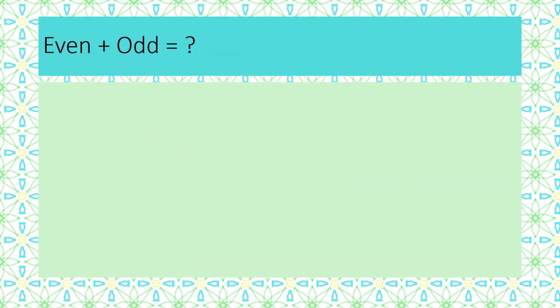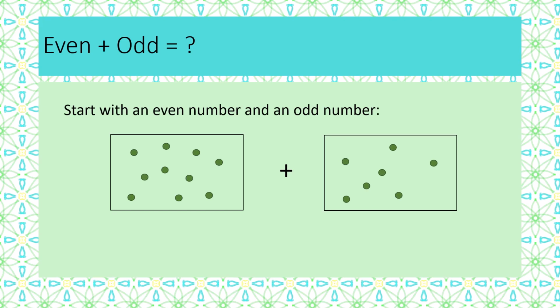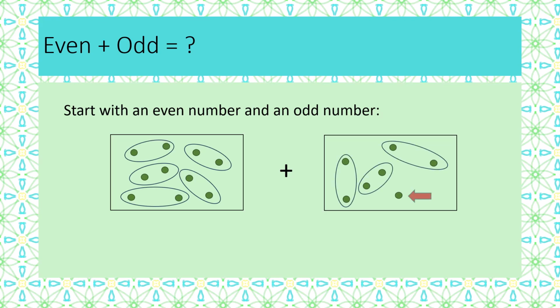Now let's look at the situation where we're adding an even number and an odd number. We'll start with one even number and one odd number. Since addition is commutative, it doesn't matter whether the even number is first or second. As before, the actual values of these numbers don't matter. The important thing is that we can separate one of them into groups of size 2 with none left over, and the other into groups of size 2 with 1 left over.